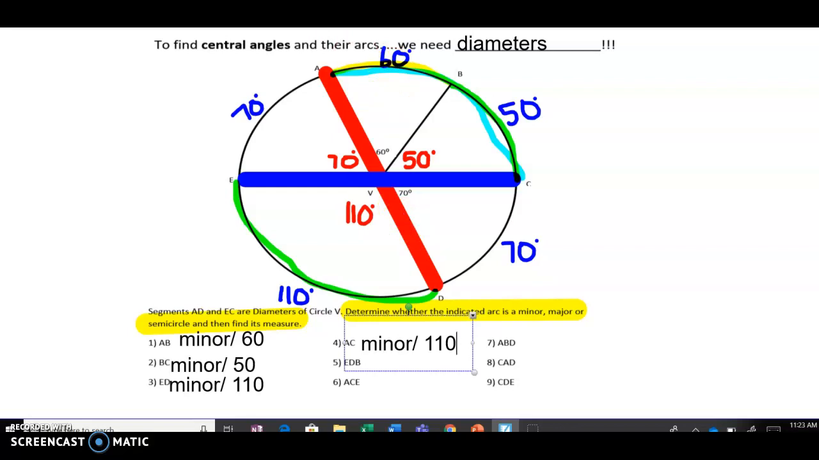Now let's look at EDB. EDB means that I have to start at E, and I have to go to D before I can go to B. So this forces my direction, because D is here and B is here. If I had gone the other way, I would have gotten to B first, and this order tells me I have to go to D first. So if I add up those pieces, I can see that that's greater than 180 degrees. So my arc here is just going to be 230 degrees, which makes it a major arc.